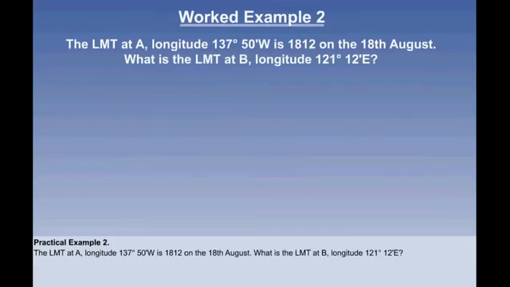Now we'll do an example of the change of LMT from one longitude to another. In this one, you will see why it is important to have a column for the date. The local mean time at A, longitude 137 degrees and 50 minutes west, is 1812 on the 18th of August. What is the LMT at B, longitude 121 degrees and 12 minutes east?